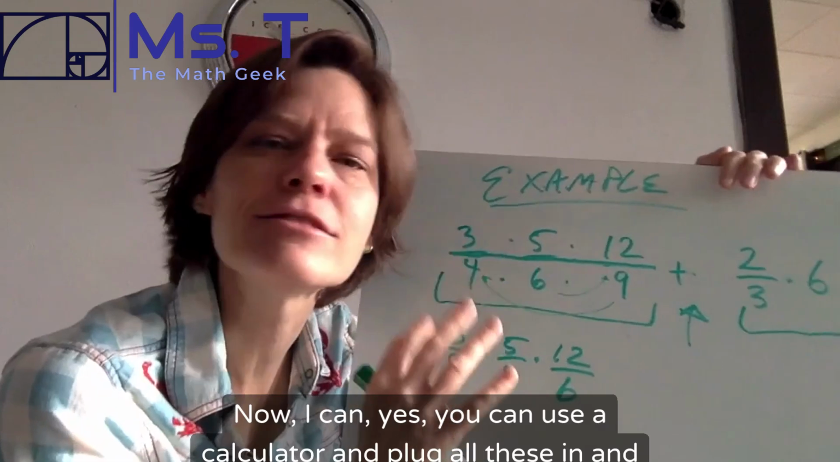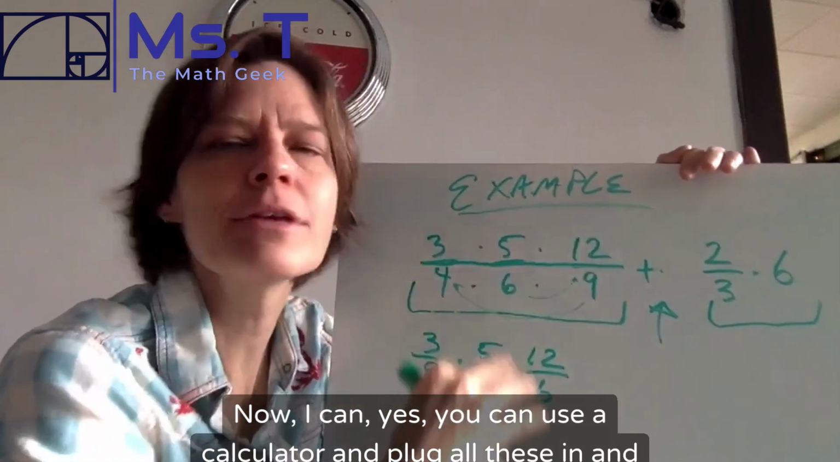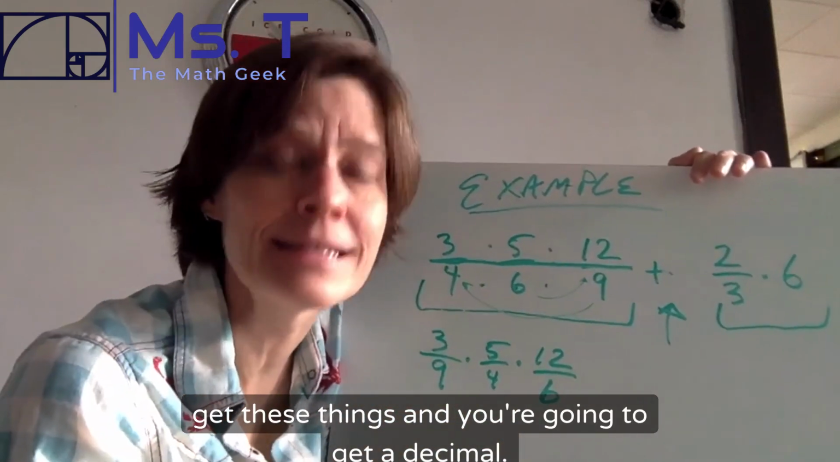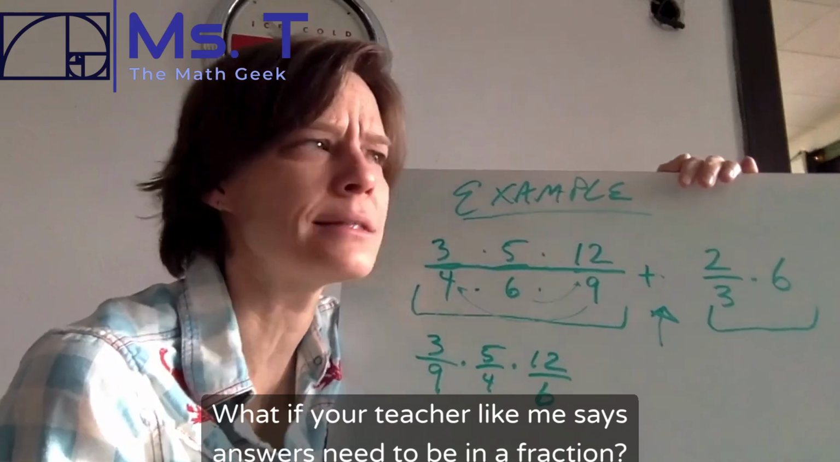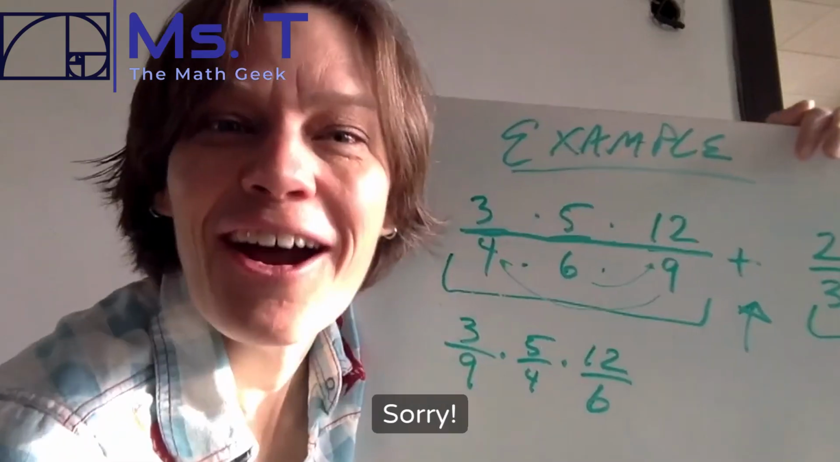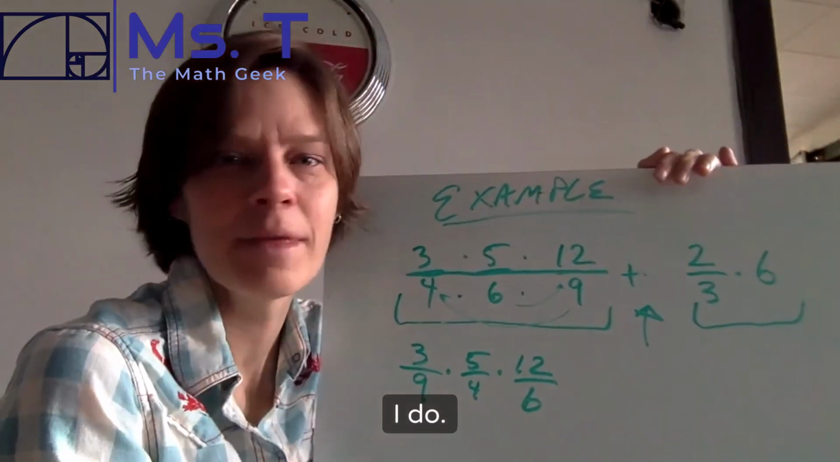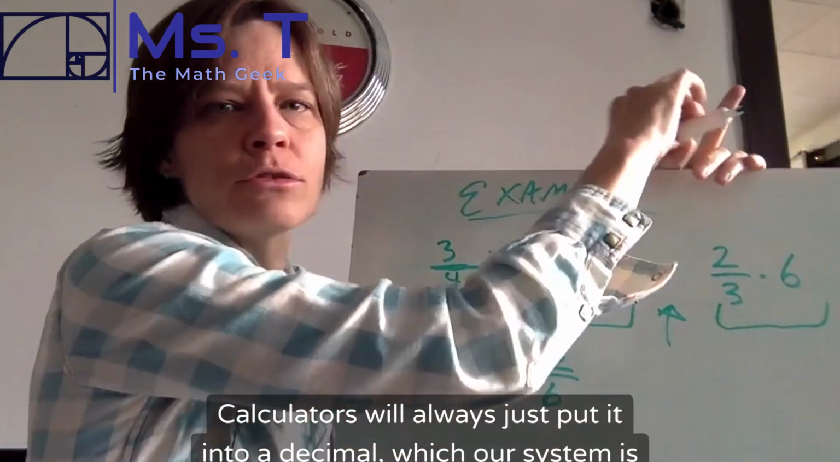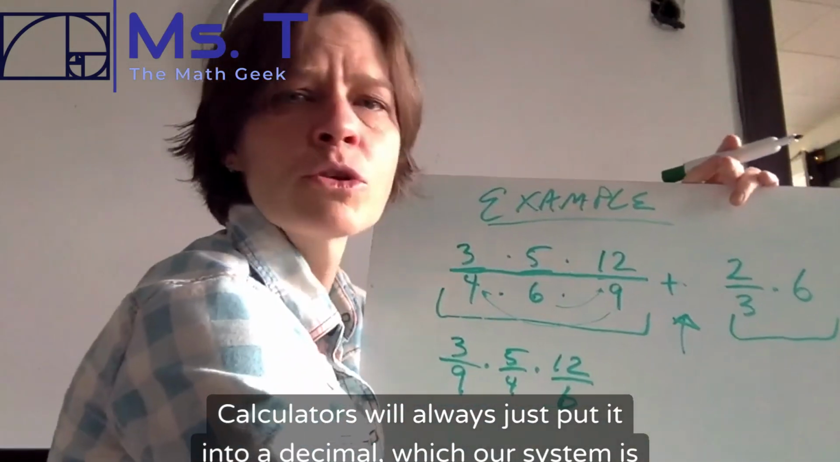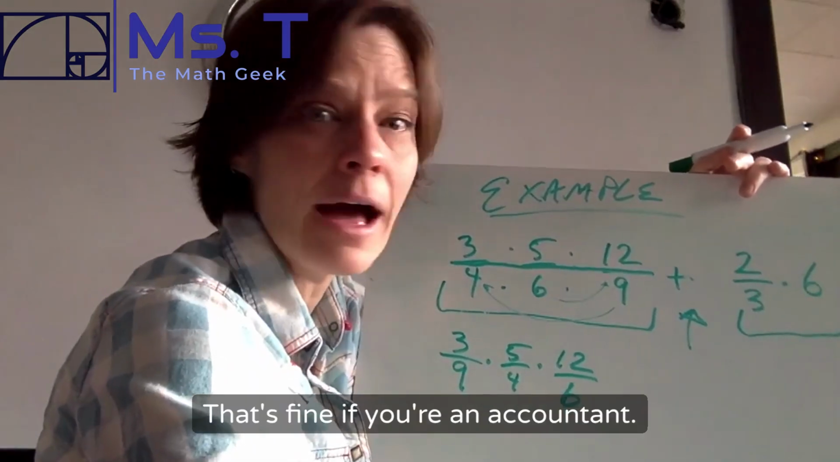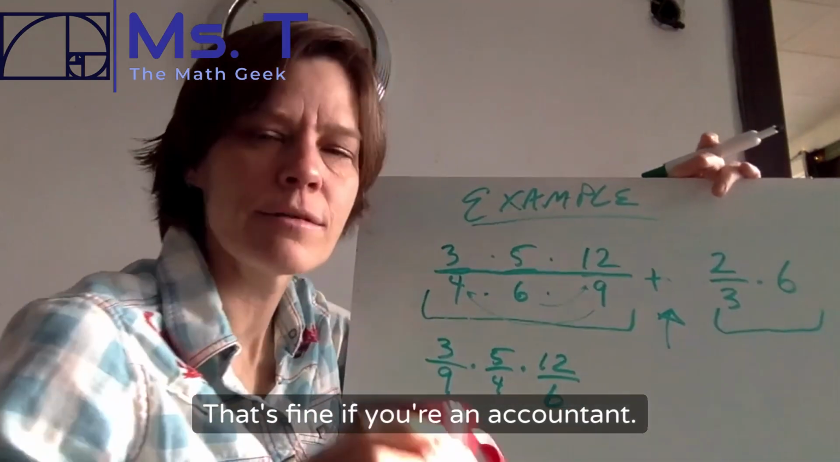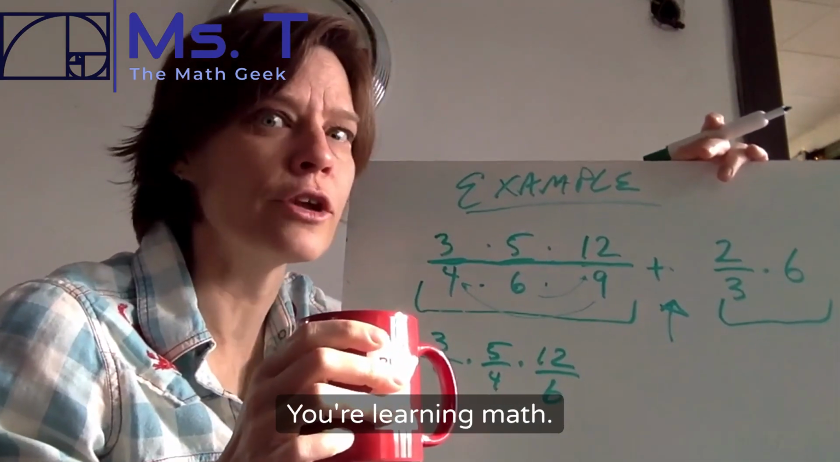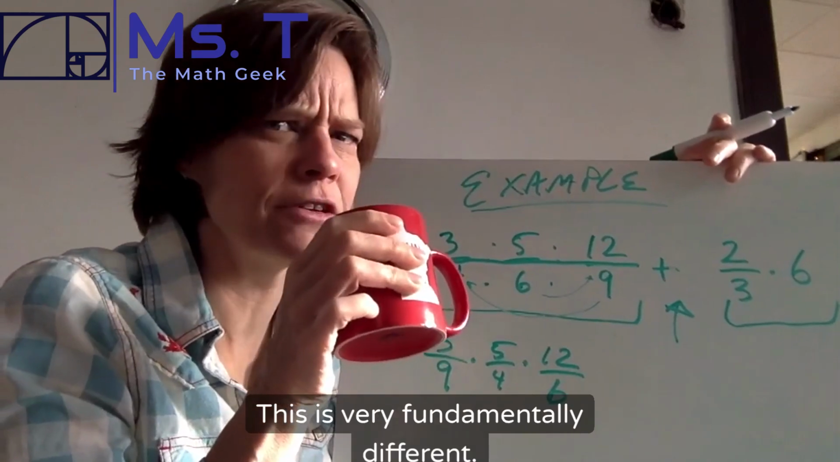Now, you can use a calculator and plug all these in, and you're going to get a decimal. But what if your teacher, like me, says answers need to be in a fraction? Sorry! And I do it every time. Because you miss the lesson if you put it into a calculator. Calculators will always just put it into a decimal, which our system is base 10, deci. That's fine if you're an accountant. But you're not an accountant. You're learning math. This is very fundamentally different.